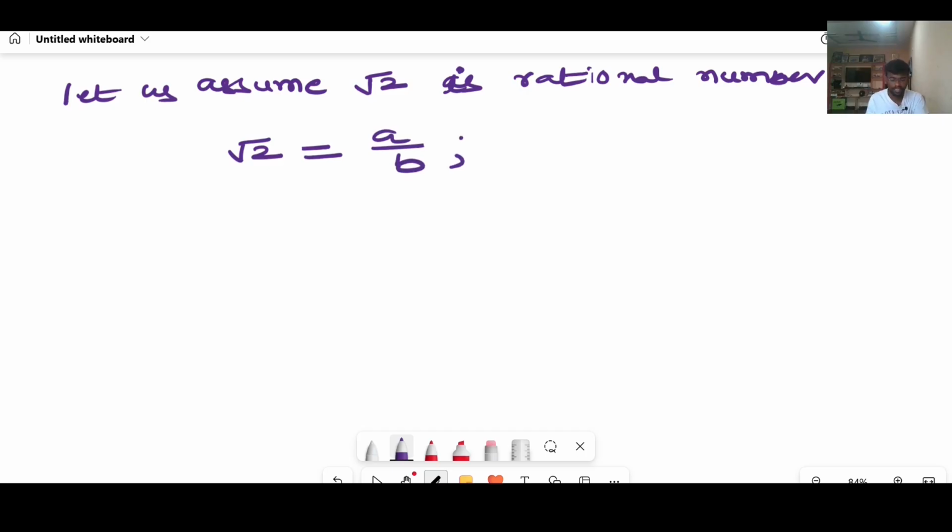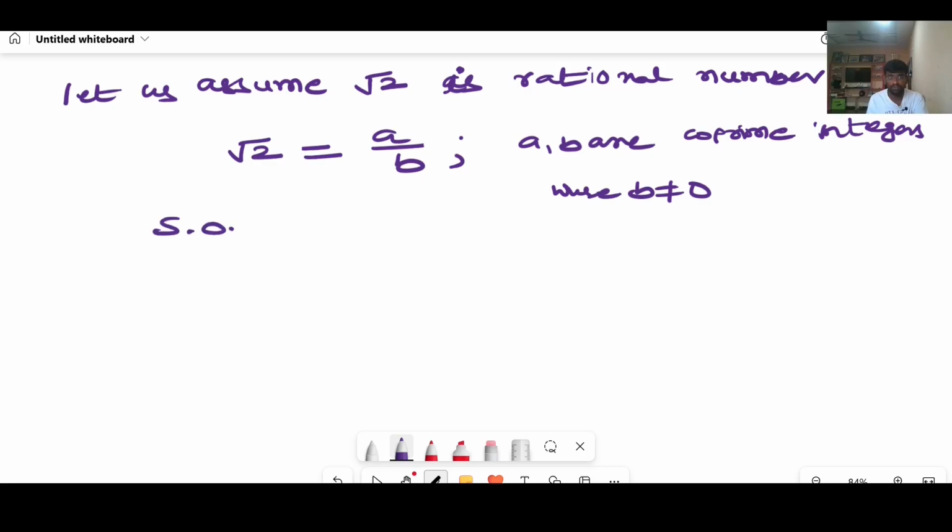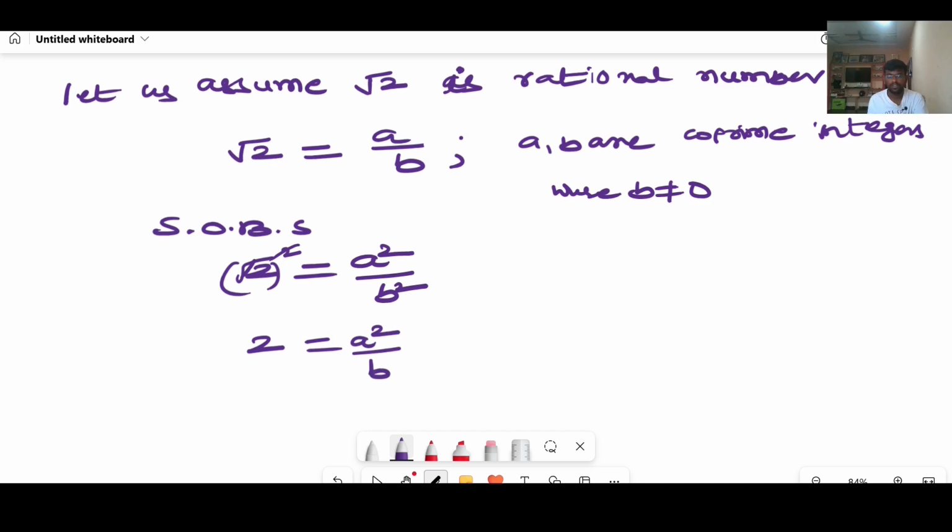And then a by b, where a, b are coprime integers, where b not equal to 0. b should not be equal to 0. And then I'm squaring on both sides. That will become 2 equal to a square by b square. The square root gets cancelled. 2 equal to a square by b square.